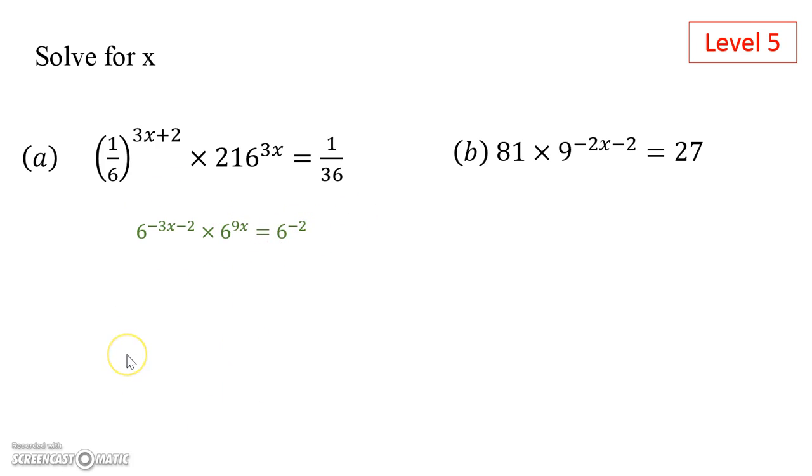Okay, simplify the left-hand side there. And equate the indices. And add 2 to both sides, you get 6 equals 0. So x equals 0. And if you just check, if you put 0 in here, that becomes 1. 216 to the 0 is 1. And so that would be 1/6 to the 2, which is exactly what that is. So 0 is the correct answer.